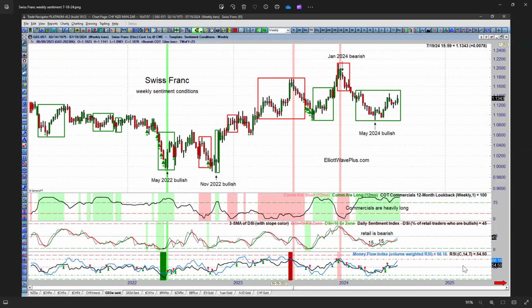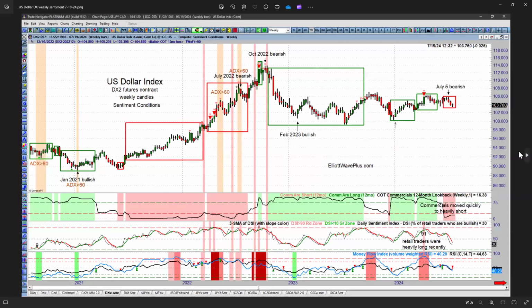Swiss franc. Well, Swiss franc is bullish against the US dollar, and it has been since May. So commercials heavily long, retail heavily short, lots of money flow coming in. That's bullish on the Swiss franc. And if it's bullish the Swiss franc, it is bearish the US dollar.